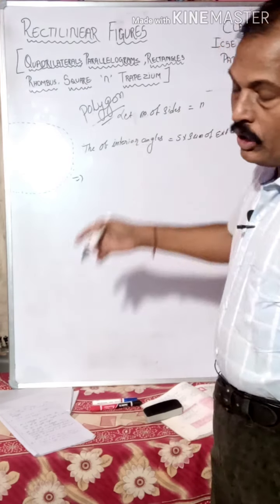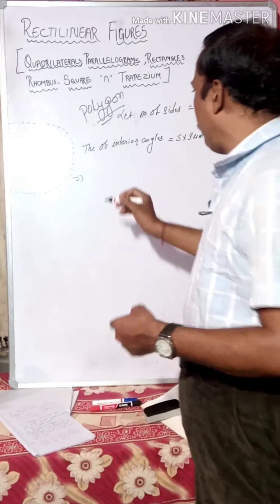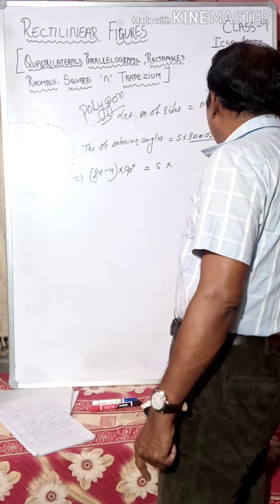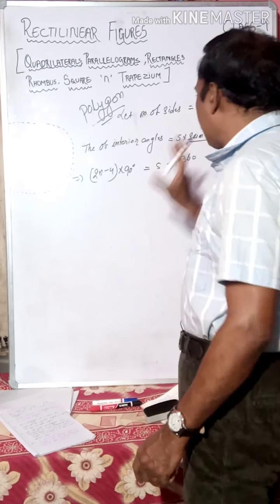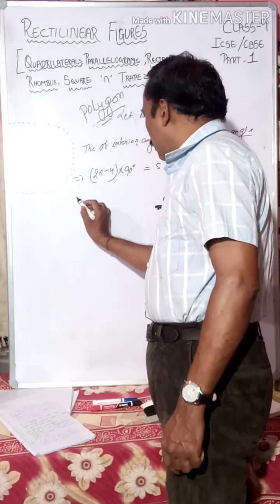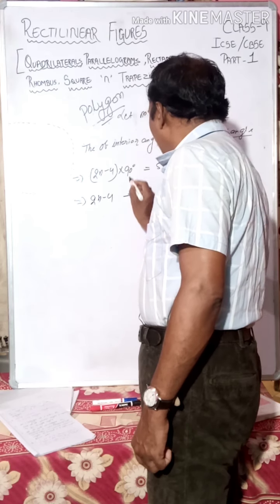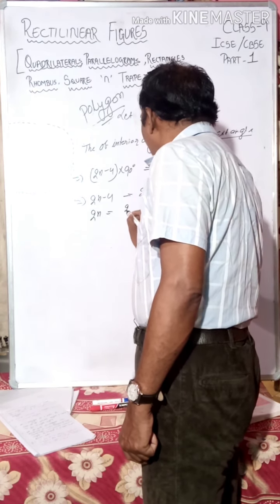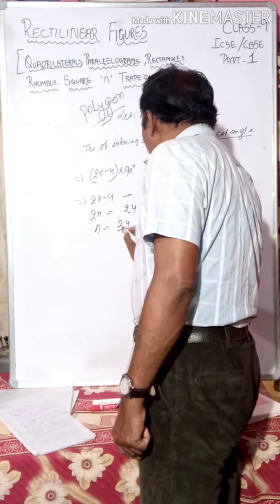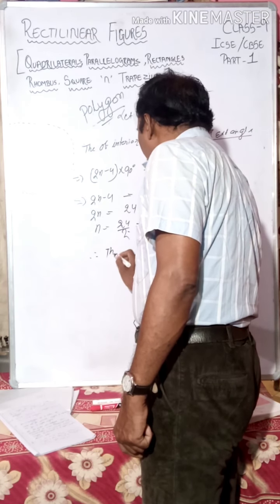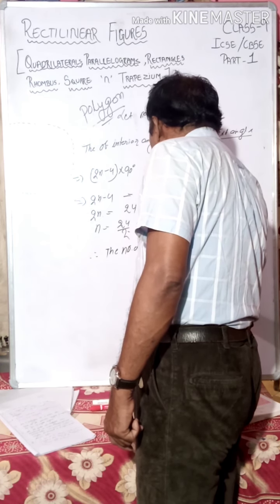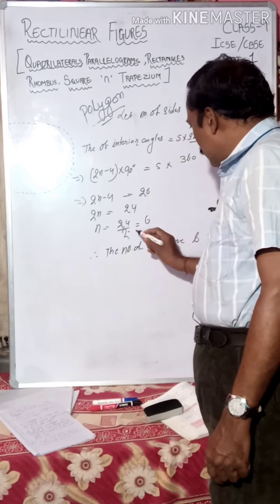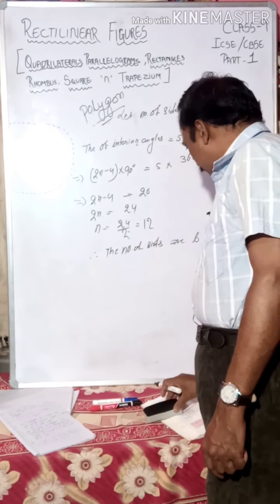We know the sum of interior angles is equal to 2n minus 4 into a right angle. So 2n minus 4 into 90 is equal to 5 into the sum of exterior angles, which is 360. So 2n minus 4 is equal to 20, 2n is equal to 24. n is equal to 24 upon 2, sorry, 24 by 2 is 12. So the number of sides is 12.